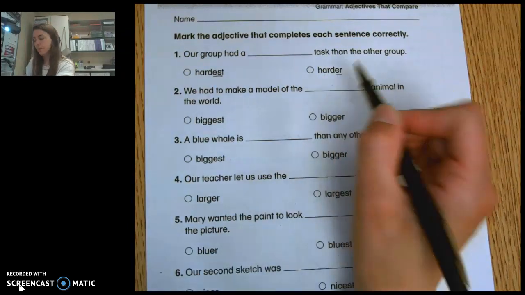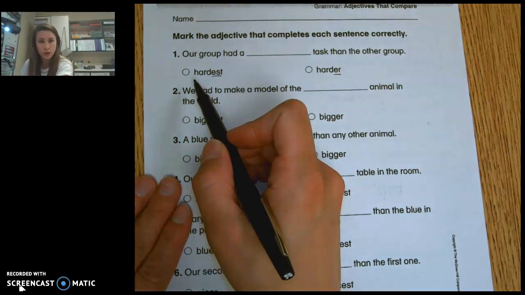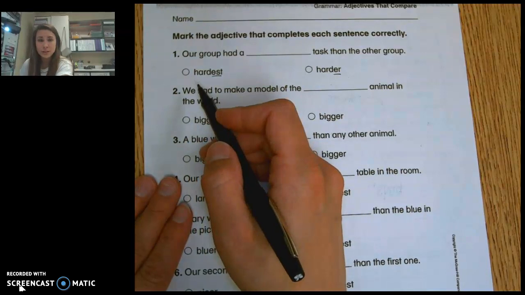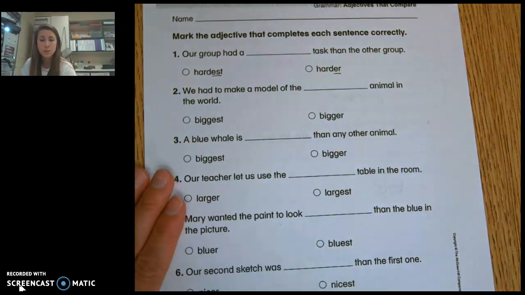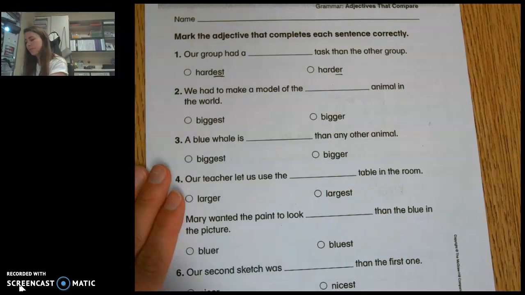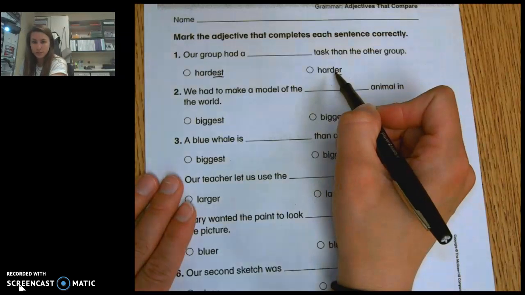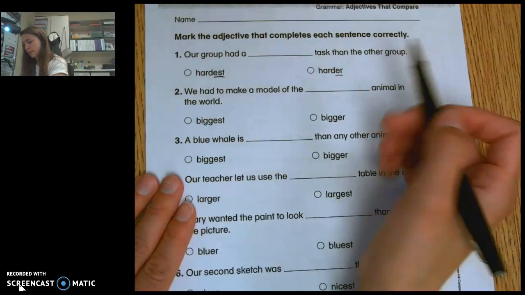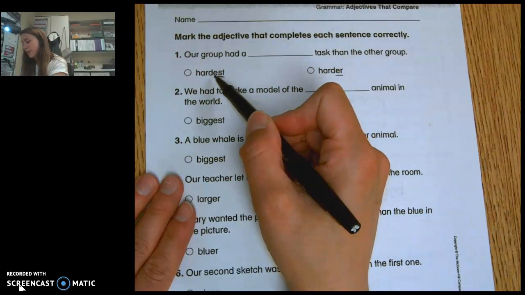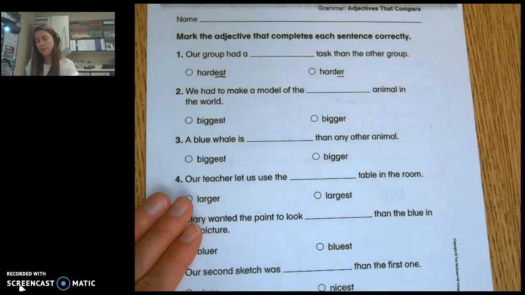I'm saying harder. But if I said the grammar page is the hardest of all the work, I'm comparing a lot of things. I'm comparing all the work. That's more than one. That could be three things, four things, five things. It could be any number of things, in which case we use hardest. So if I'm using ER, I'm comparing two things, or people or places. If I am using EST, then I am comparing more than two people, places, or things.